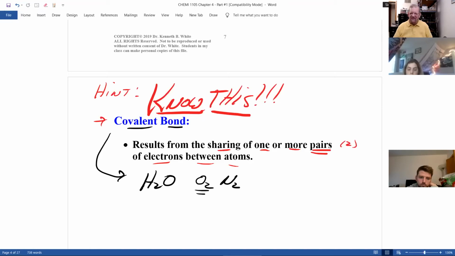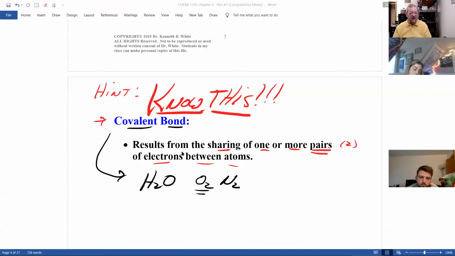And time for the piece de resistance. Your skin, my hair, your hair, my shirt. What's holding the atoms together? Covalent bonds. So, are they everywhere? Is chemistry everywhere? Yep, it is. And you should know, a covalent bond results from the sharing of one or more pairs, remember pairs mean two, of electrons between atoms.